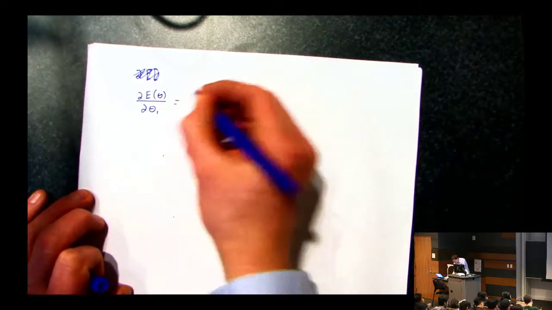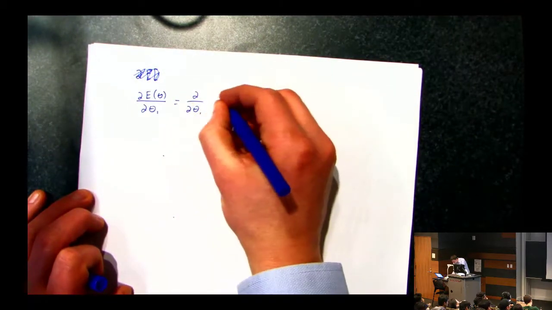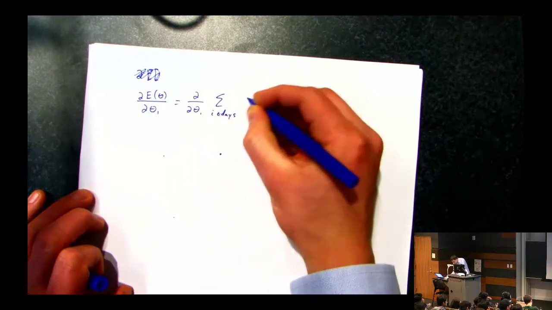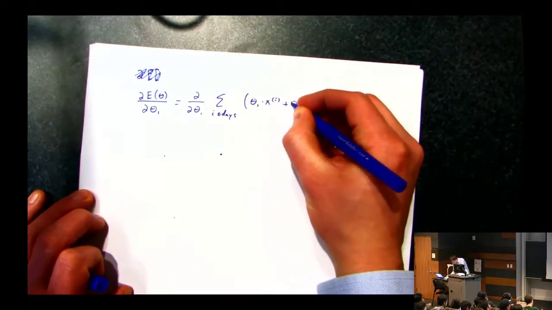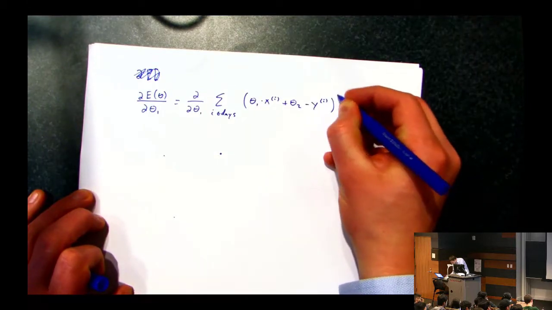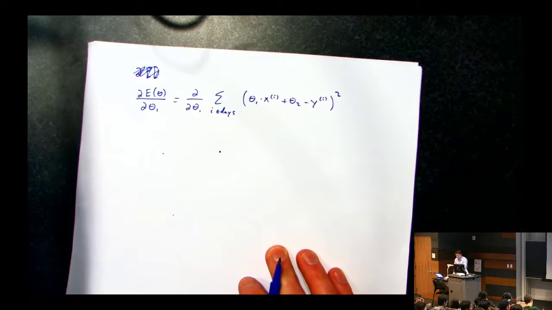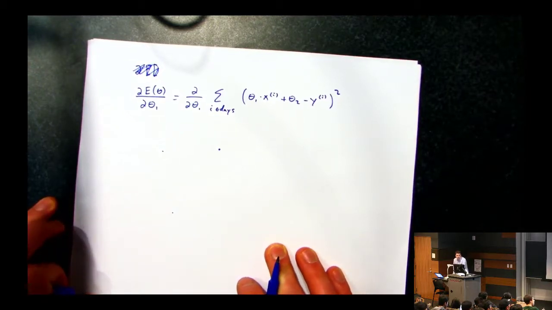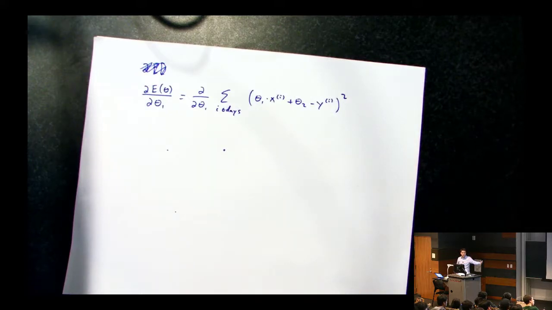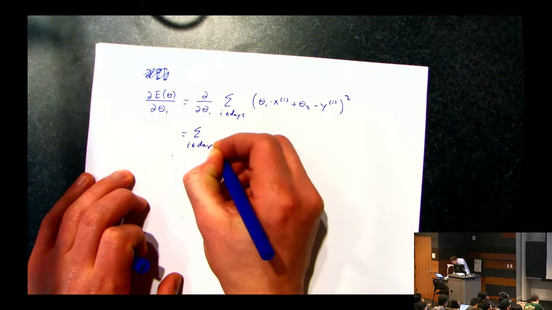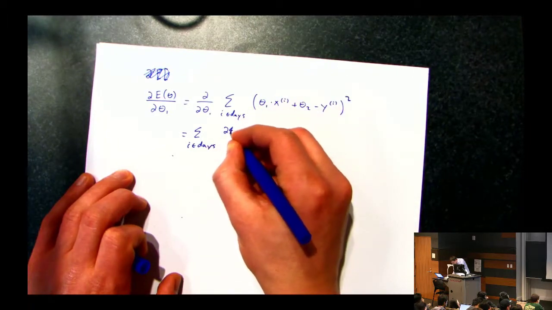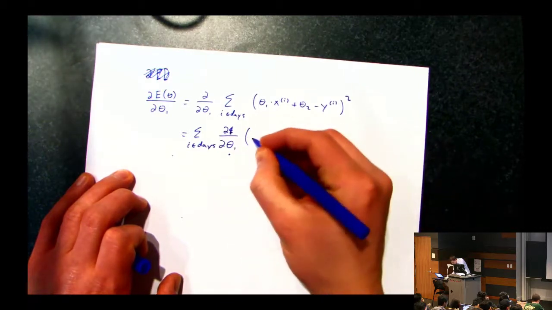So this thing equals the partial derivative with respect to theta 1 of the sum over all i in my data of (theta 1 times x_i plus theta 2 minus y_i) squared. The first thing I'm going to do is, when you have a derivative of a sum, that is the same as the sum of the derivatives. The derivative can be moved inside and outside of sums. That's a basic rule from calculus. So this is going to be equal to the sum over all i in the data of the partial derivative with respect to theta 1 of this thing.